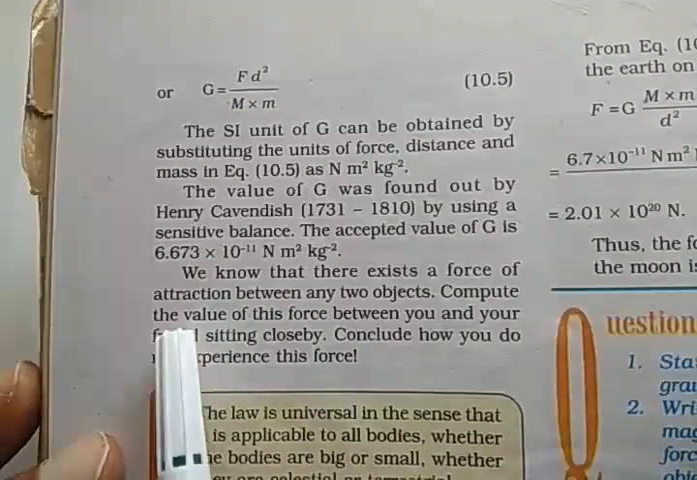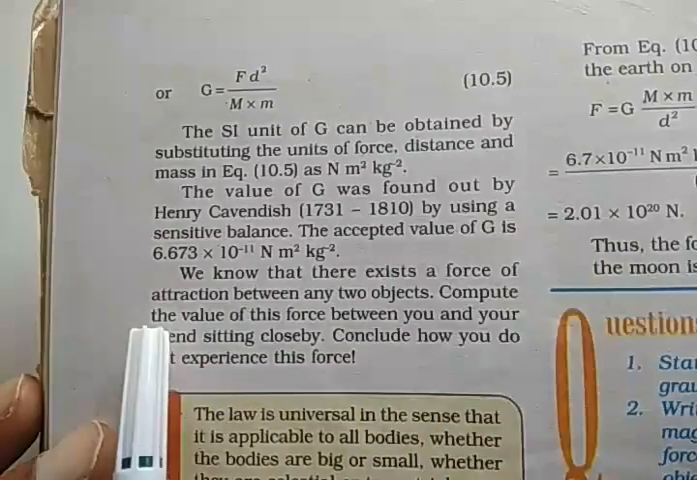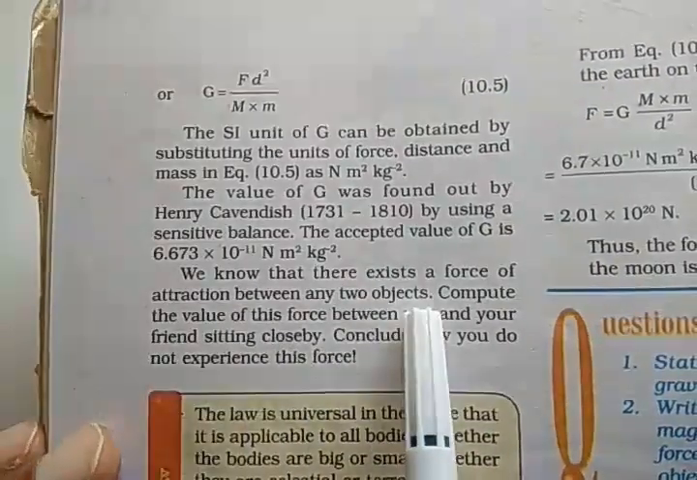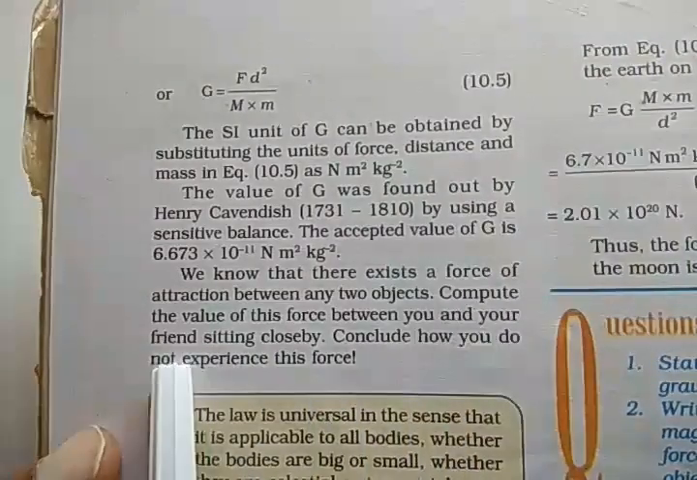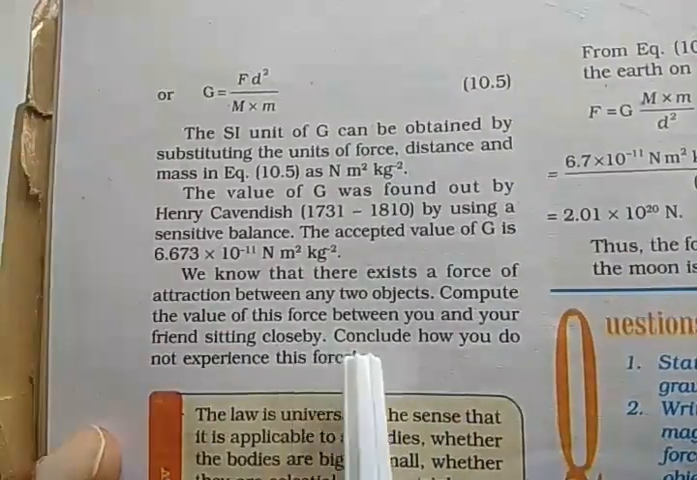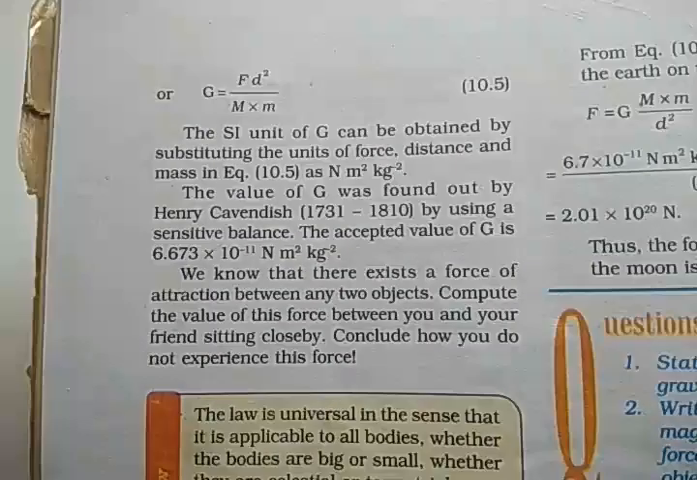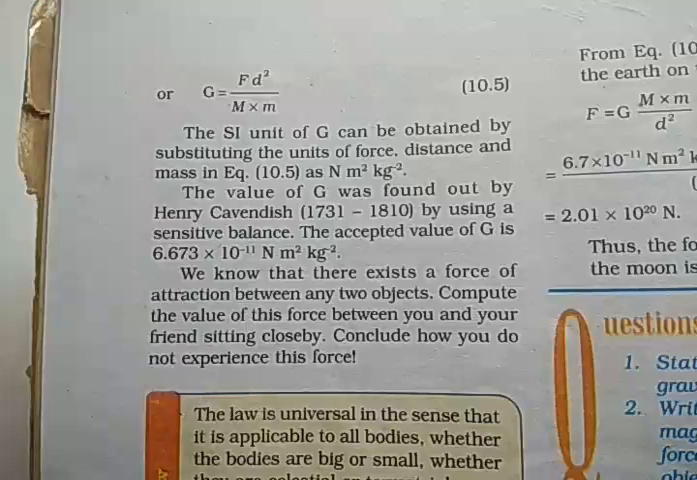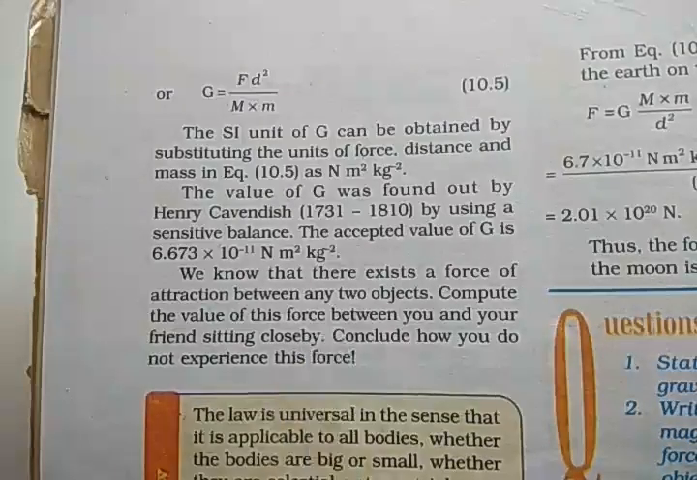Further, we know that there exists a force of attraction between any two objects. Compute the value of the force between you and your friend sitting close by. Conclude how you do not experience this force. If you sit nearby with your friend, you are not getting attracted, and you are not even feeling the force. So I want to solve it like a numerical.